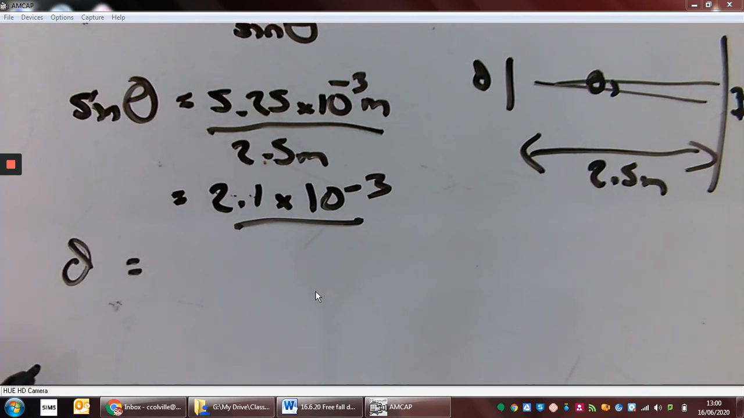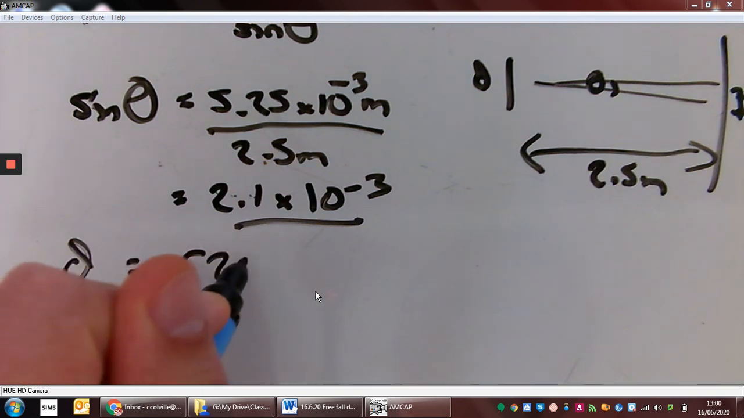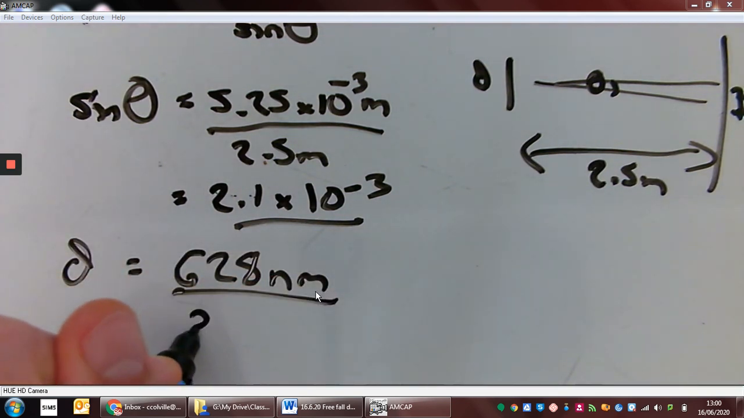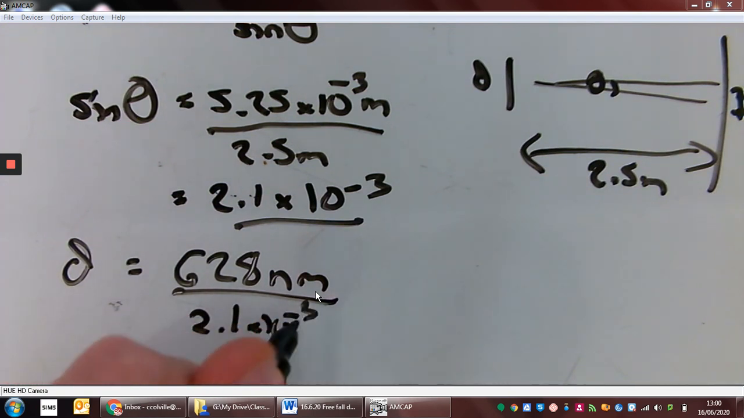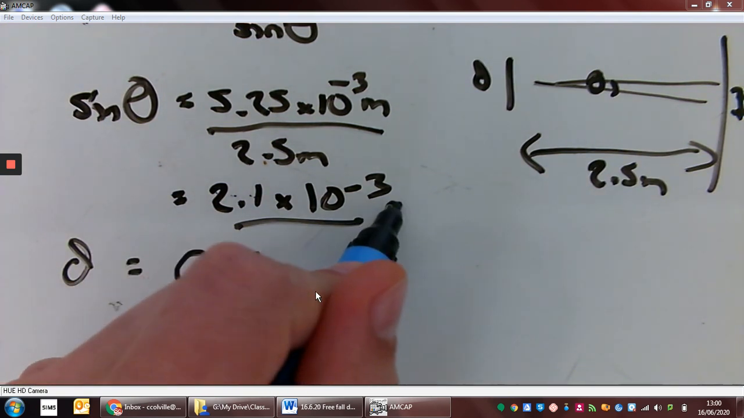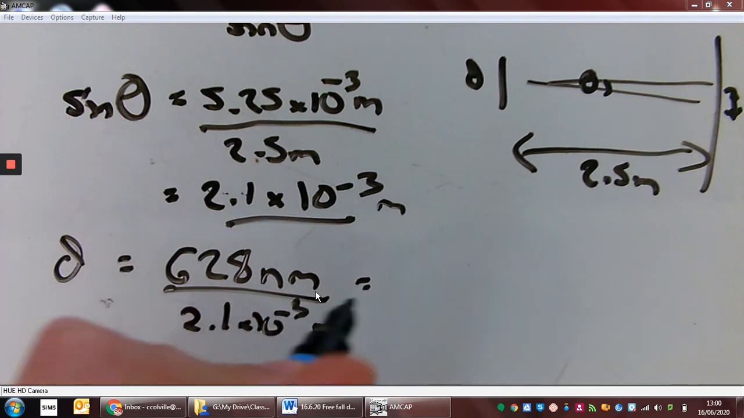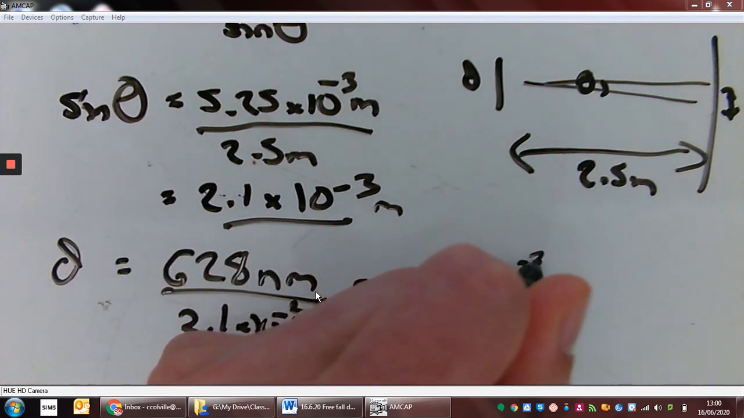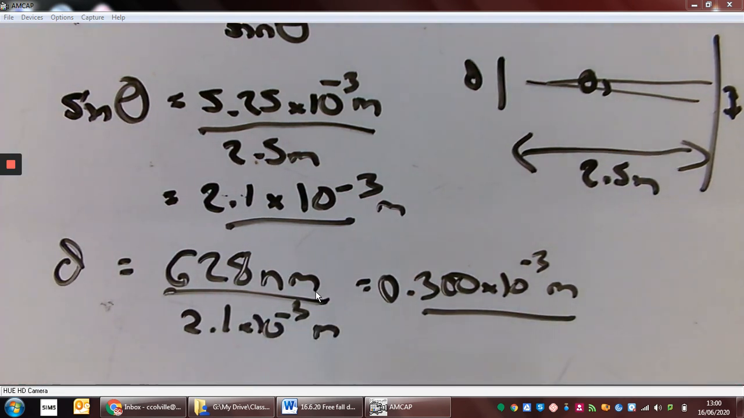in our equation to work out what d is, well, our wavelength is 628 nanometers. Our value for sine theta, 2.1 times 10 to the minus 3 of a meter. So we end up getting a value of d that's 0.300 times 10 to the minus 3 meters. So that's the gap in our diffraction grating. But they haven't actually asked for that. They want to know how many lines there are per millimeter, because that's our traditional way of making these things. That's how we can see it.